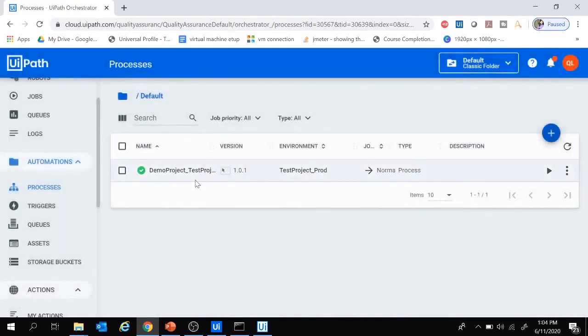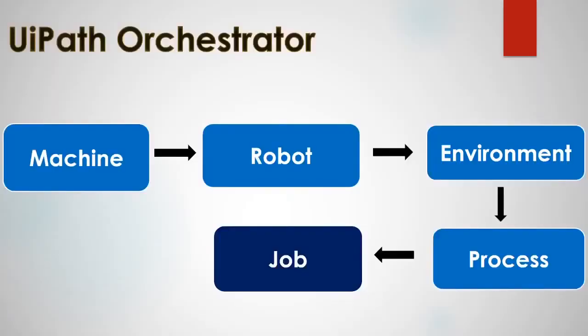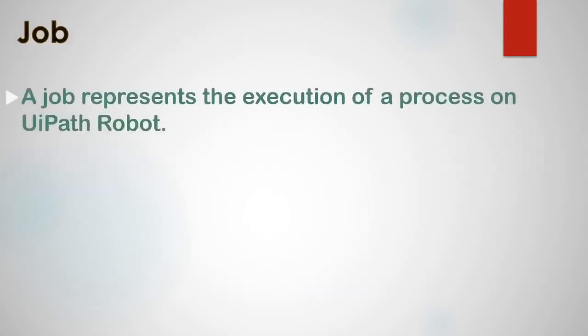Now let's move ahead, and the next step in our list is to create a job, and the job represents the execution of a process on UiPath Robot. So let's quickly create a job in Orchestrator to execute our process.